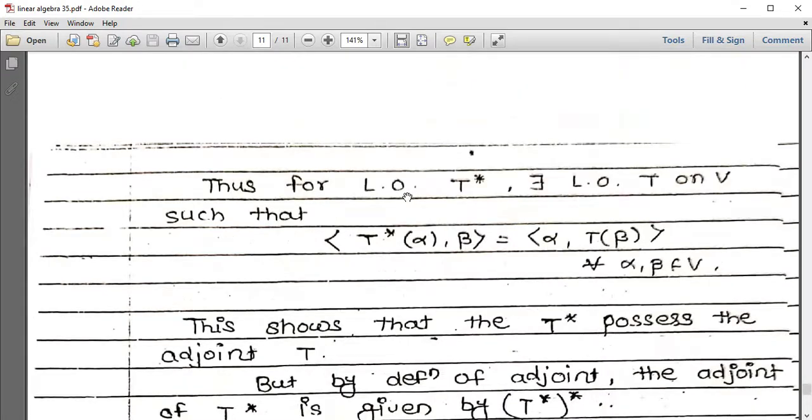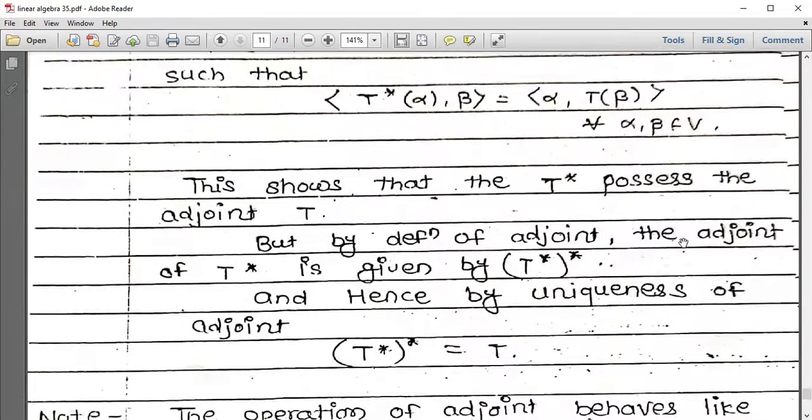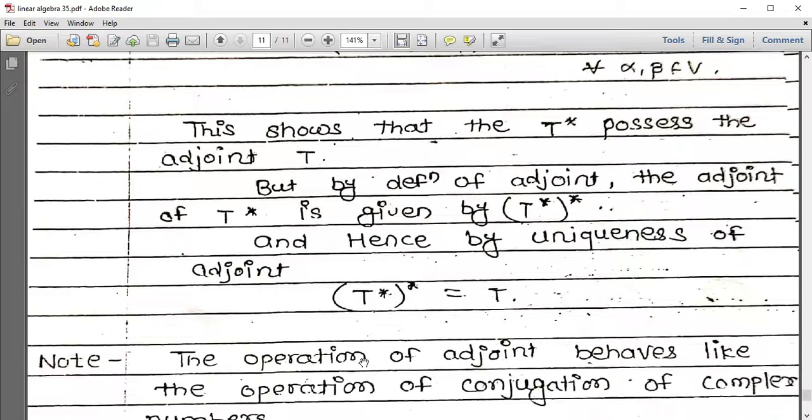Thus, for a linear operator T star, there exists a linear operator T on V such that the inner product of T star(alpha) and beta is equal to the inner product of alpha and T(beta) for all alpha, beta belonging to V. This shows that T star possesses the adjoint T. But by the definition of adjoint, the adjoint of T star is given by (T star) star, and by the uniqueness of the adjoint, (T star) star is nothing but T.